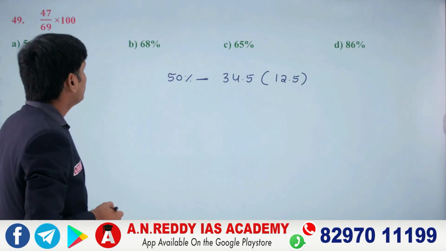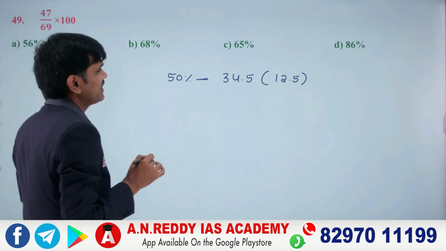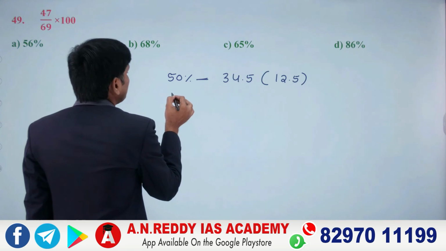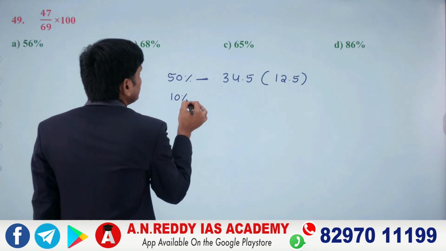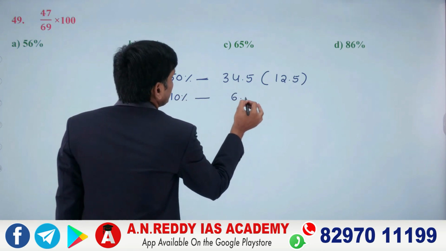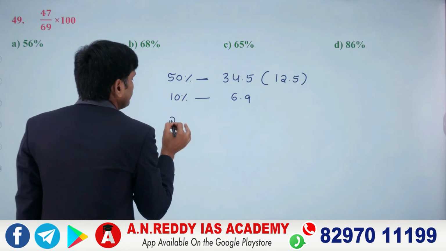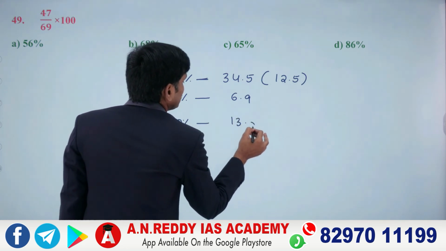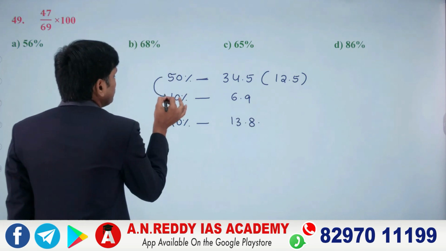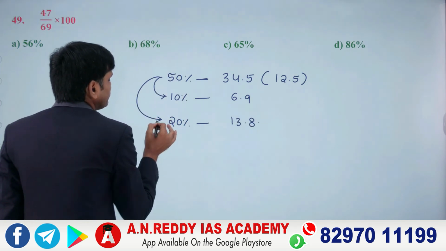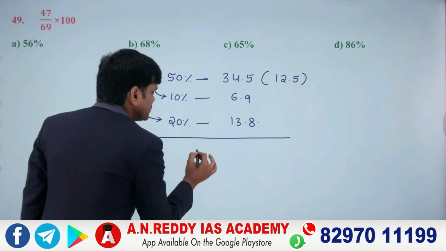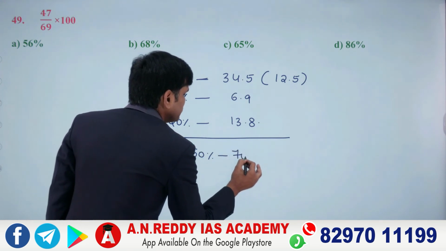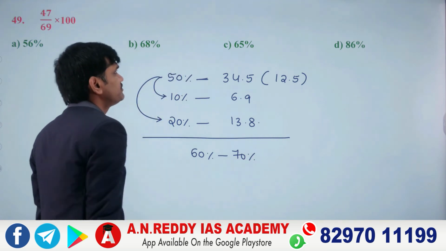From here on, can I move by 10%? Can I move by 20%? That's what I will check. Can I move by 10%? Definitely yes, which is 6.9. Second, can I move by 20%? 20% means double of that, which will give you 13.8. So from here I can go by 10%, I cannot go by 20%. Means my answer is between 60% and 70%. This is what I can confidently say.